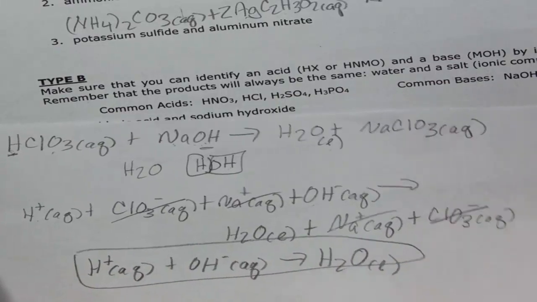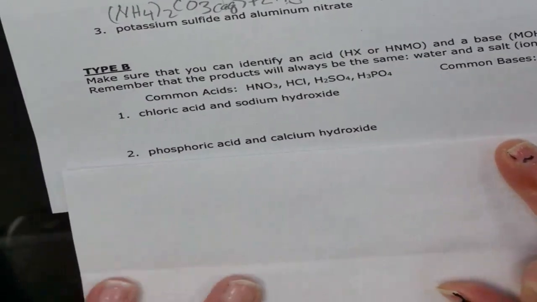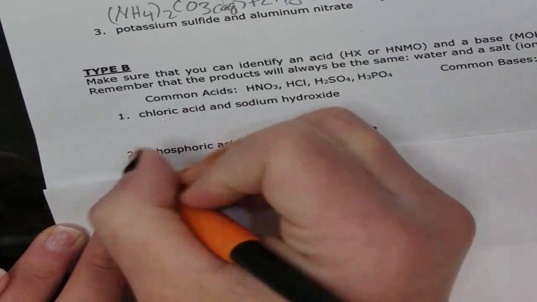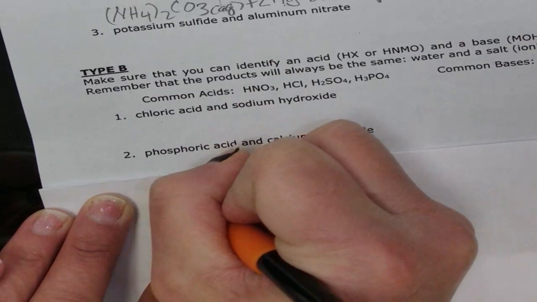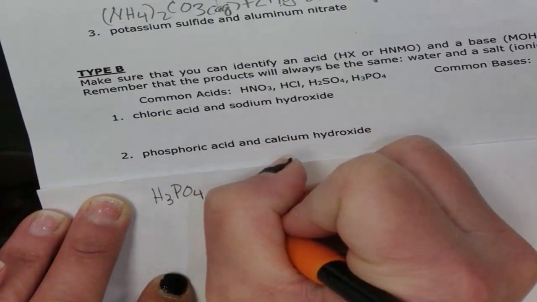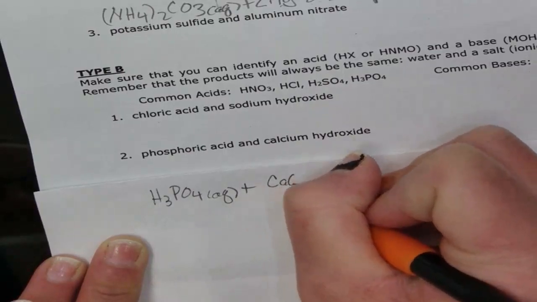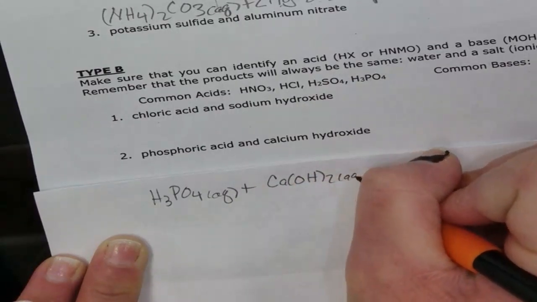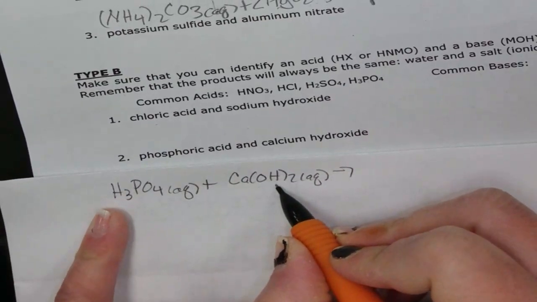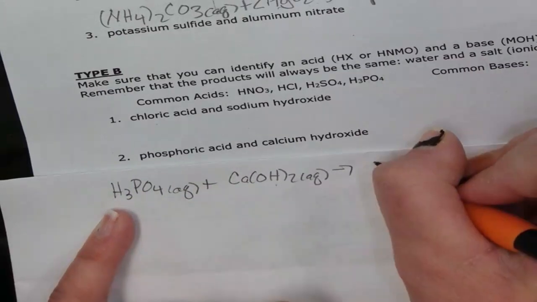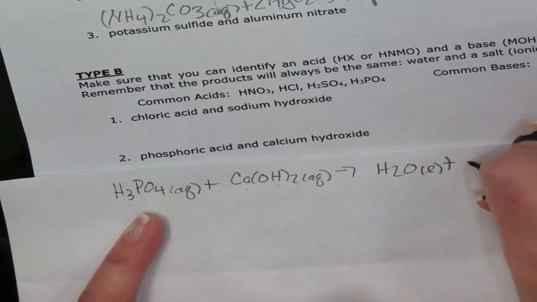All right, let's do our final example here. Phosphoric acid and calcium hydroxide. Acids are aqueous, and calcium hydroxide is aqueous. It's a strong base. It will dissolve in water. All right, my outsides come together. H and OH make water. And my insides come together, calcium phosphate.